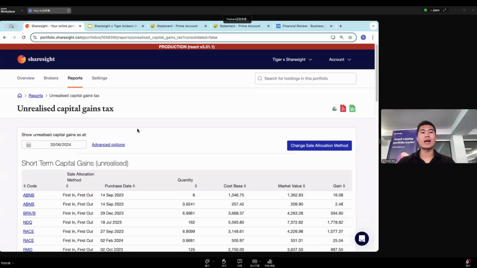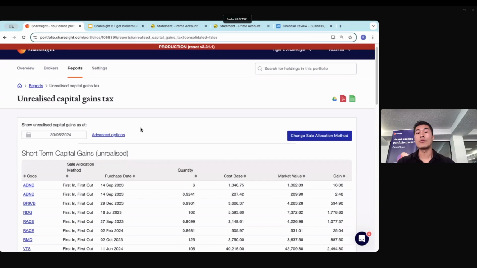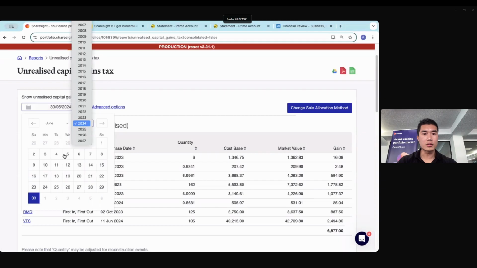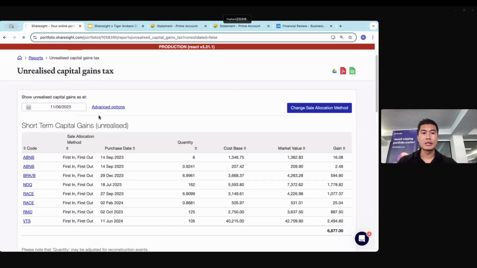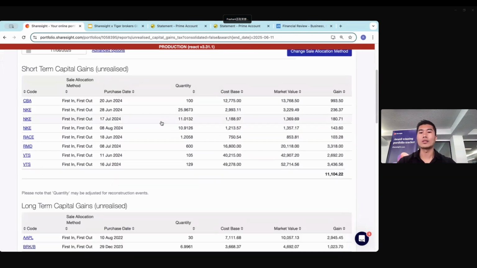Okay, so the unrealized CGT report, what that means is this report shows you all the shares that you own, all the shares that you haven't sold, and tells you what your tax liability would be should you sell them at a future date. So, this is not a future date, so I'm just going to set it, as an example, if I'm going to sell it in June 2025, what is my tax liability?